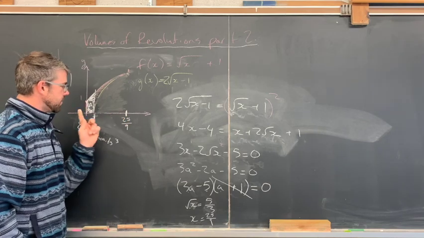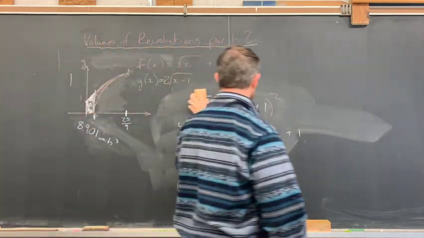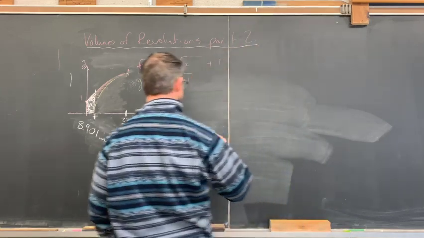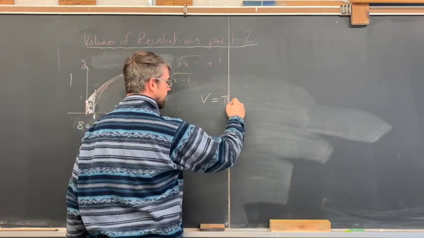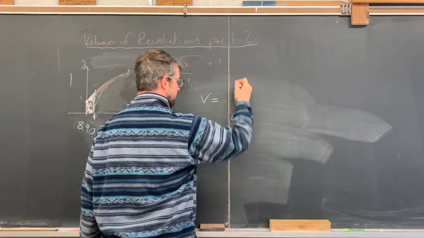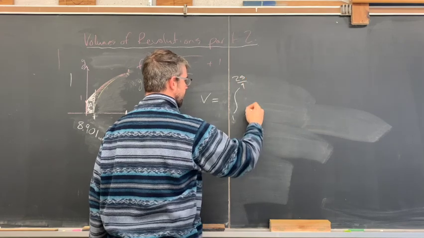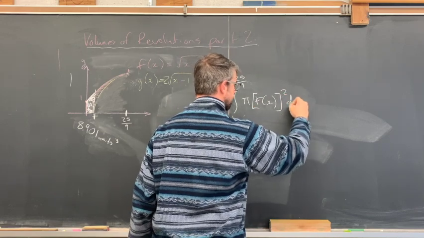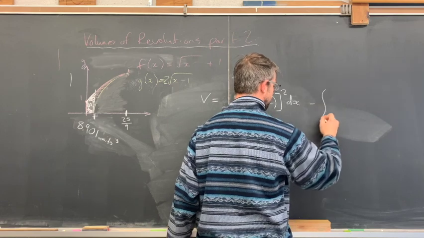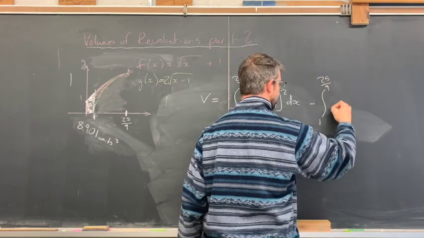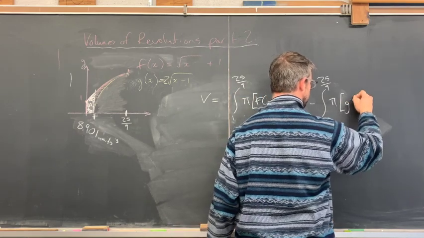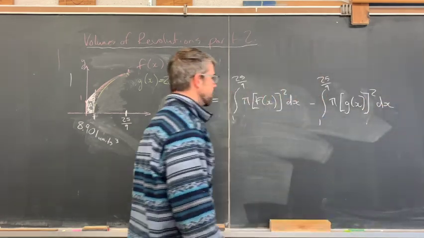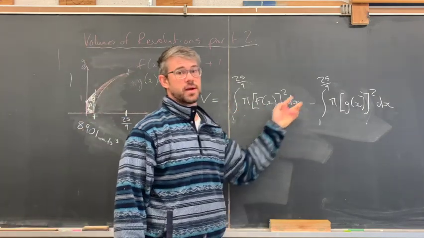So we've got our limits of integration. We have our two functions. Let's go ahead and apply our formula. For the volume of my revolution, it's going to be basically the volume of the first revolution, from 1 to 25 over 9, and this is pi, my top function is f of x, so f of x squared dx. And I'm going to subtract my second revolution from 1 to 25 over 9 of pi, and this one's g of x, squared. Now looking at this, is there anything wrong with just going ahead and performing this integration?